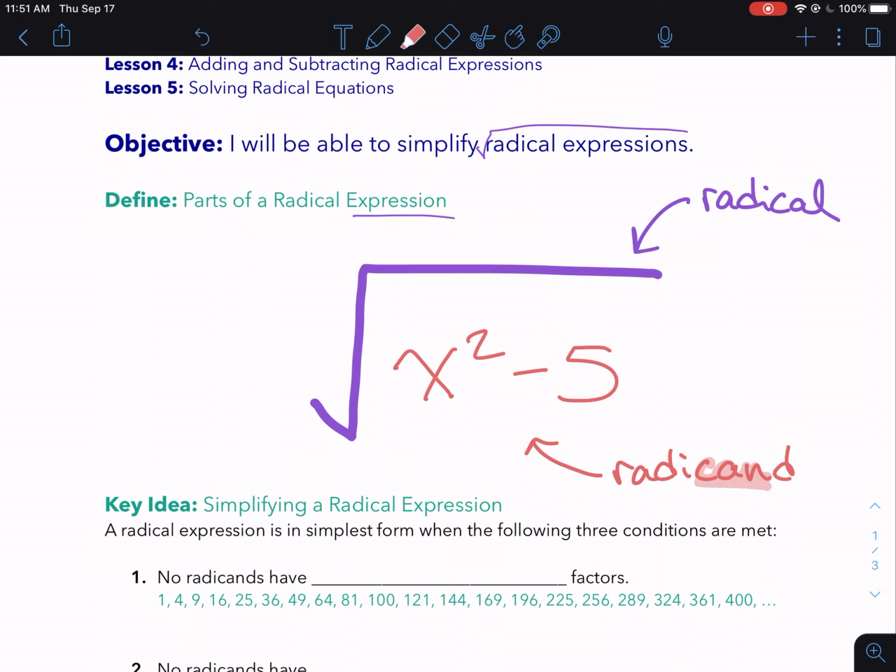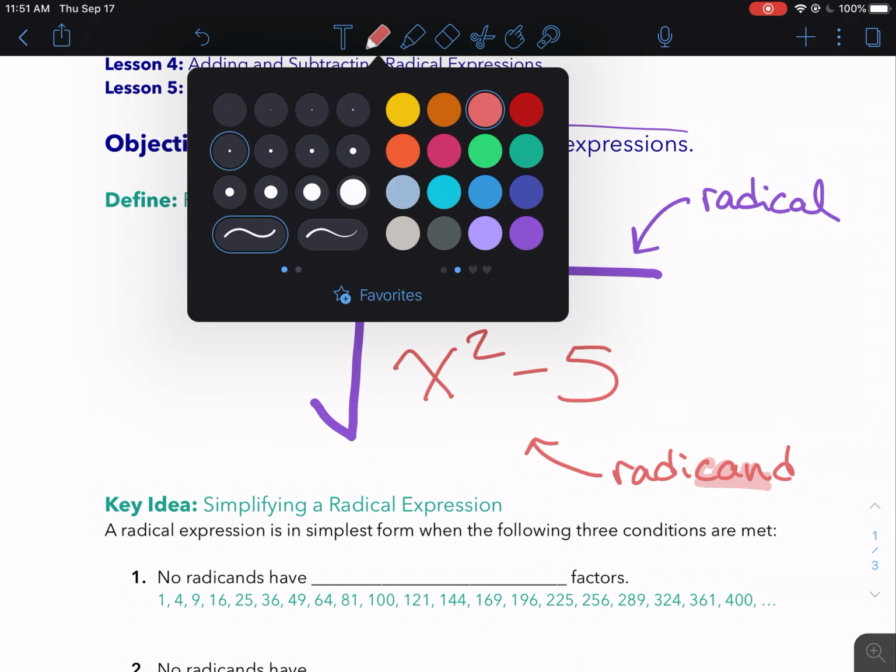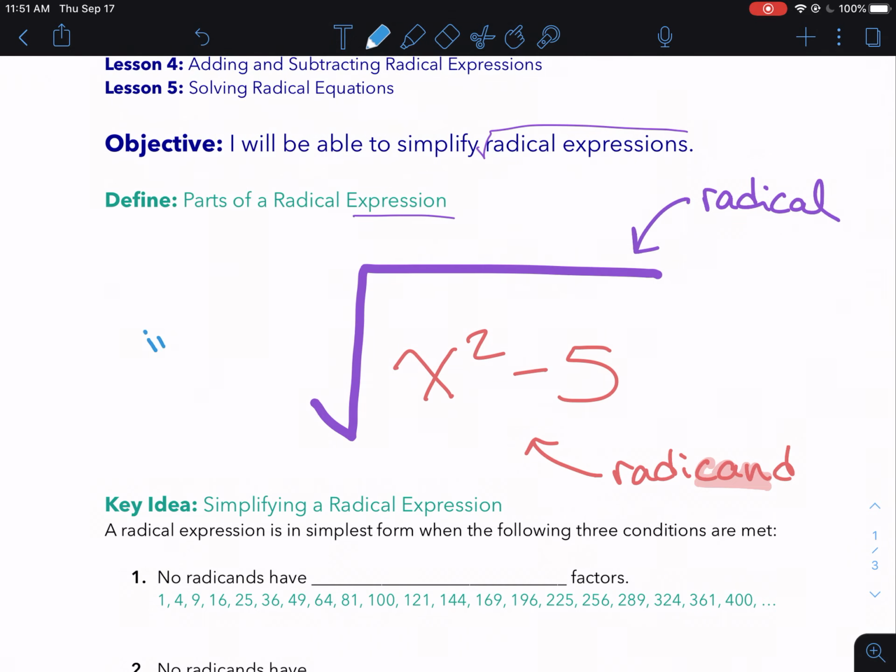I can do that. Sometimes you'll see a radical expression which has an index. The index will be the number right here. Sometimes it'll be like 3, we call that a cube root. Sometimes it'll be a 2, we call it a square root. It can be any number. You can take the 10th root of an expression. But for the purposes of this class, it will always be 2.